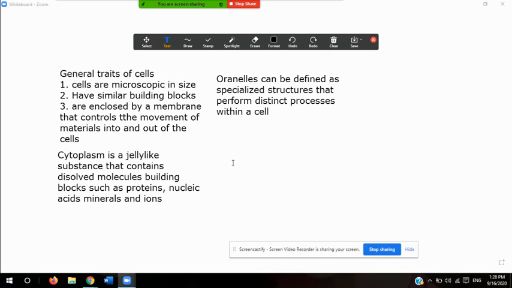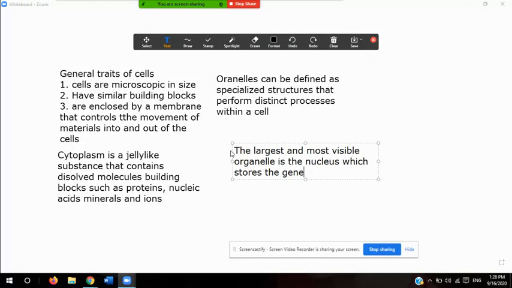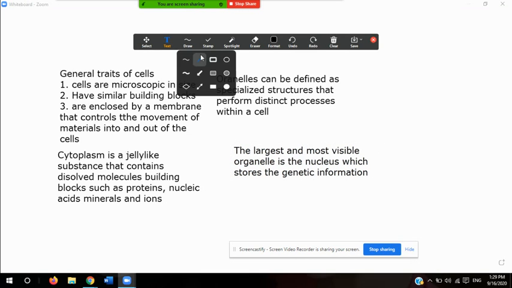So the organelles have a lot of different structures. Of course, the largest and most visible organelle is the nucleus. And of course, the nucleus stores the genetic information. Okay.